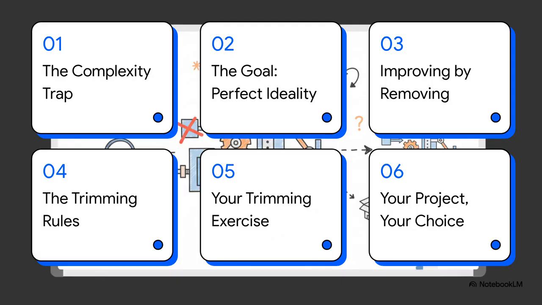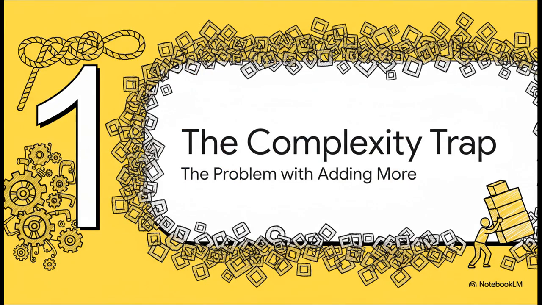Okay, so here's what we've got on tap. We're going to start with the complexity trap, then talk about the goal of perfect ideality. After that, we'll get into improving by removing, cover the actual trimming rules, and then I'll set you up with an exercise. And finally, we'll talk about your project and your choice for the rest of the course. Let's dive in.